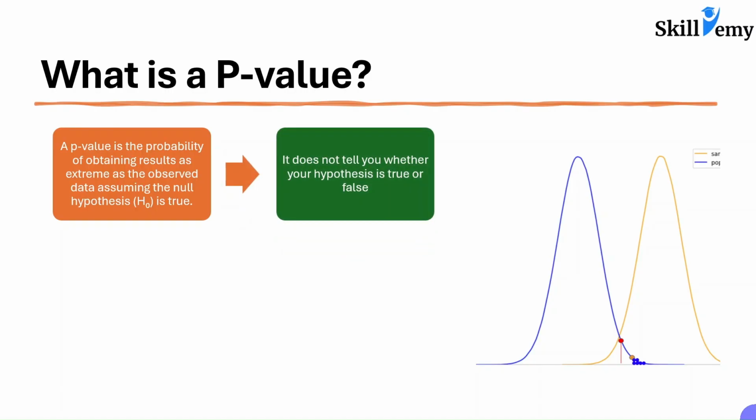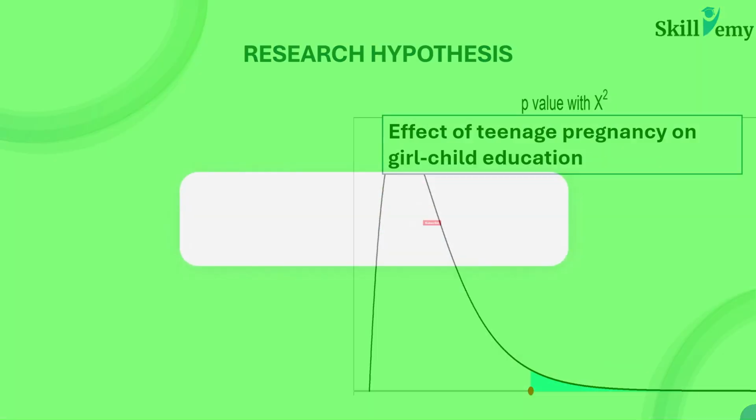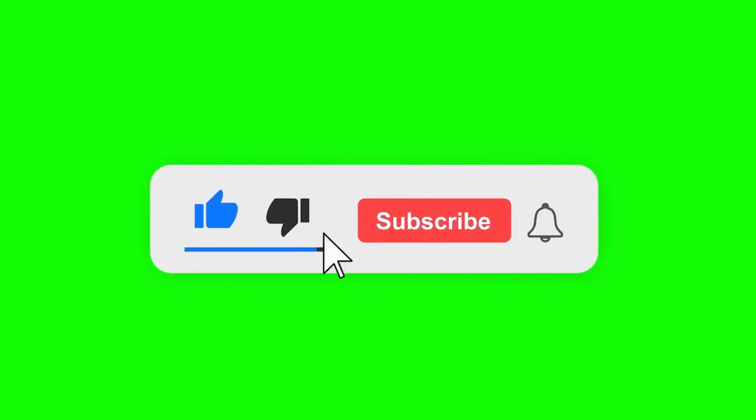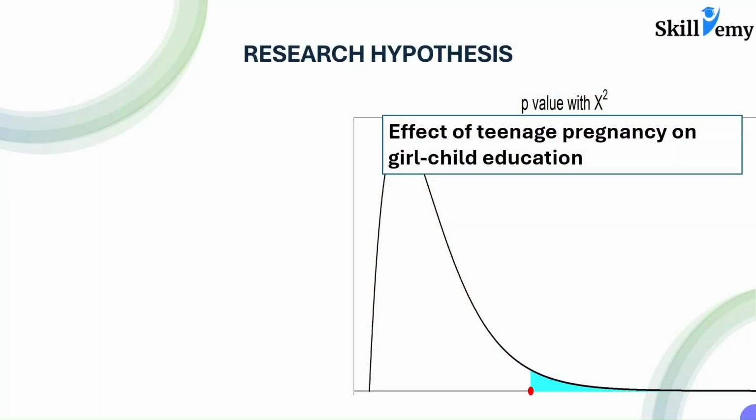Now, a p-value does not tell you whether your hypothesis is true or false. It does not tell you that your initial assumption is true at the end of the day, or that it is false. A p-value only tells you how compatible your data set is with the null hypothesis. Now we are talking about p-value, but you realize that we have shifted onto hypothesis. In order to understand a p-value, you will need to understand what a research hypothesis is.